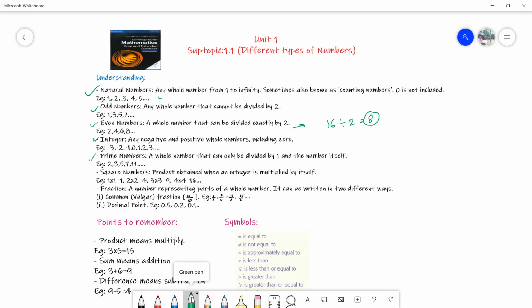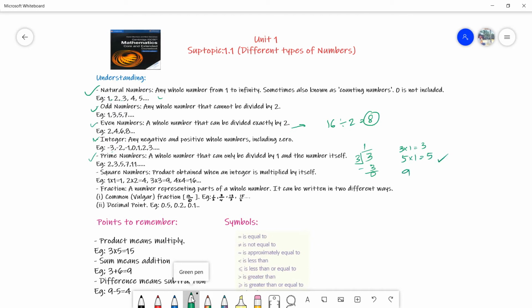Next is prime numbers. Prime numbers are whole numbers that can only be divided by 1 and the number itself. This means they do not have any other factors other than 1 and themselves. Let's say we take 3. 3 can only be divided by 1 and 3, so we can write 3 times 1 equals 3. There is no other number by which we can divide 3. Similarly, let's take 5. 5 is the same: 5 times 1 equals 5.